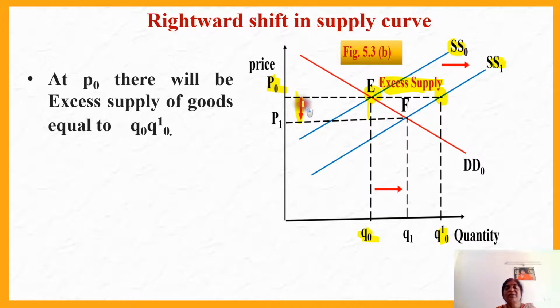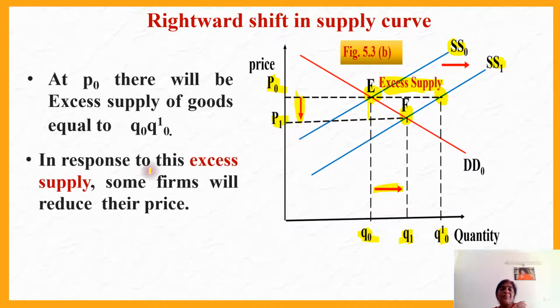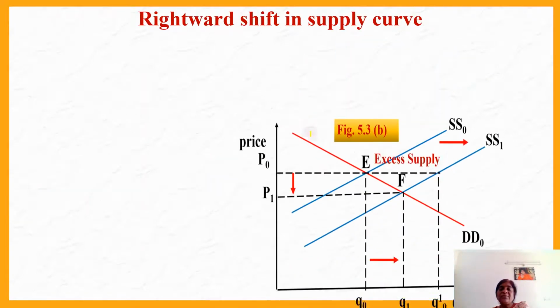Therefore, we are getting a new equilibrium at point F now, because after shifting, the supply curve cuts the demand curve at this point, the new equilibrium. Therefore, what is the price now? The price decreased to P1 and the quantity increased to Q1 from Q0. Therefore, quantity increases and price decreases. This is the conclusion we can make. In response to excess supply, the firms will reduce the price. As a result, what will happen?